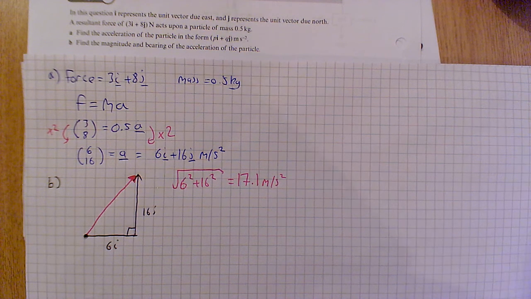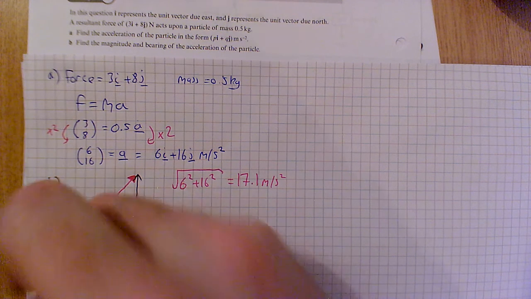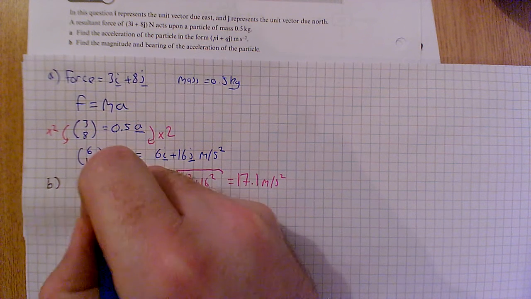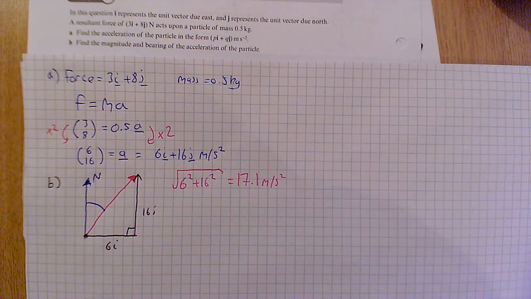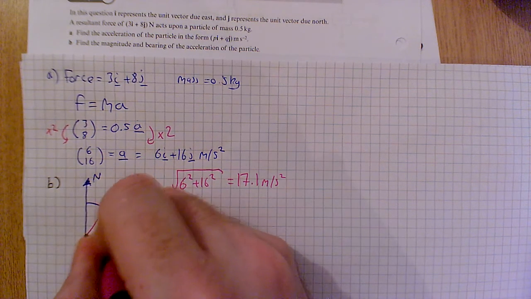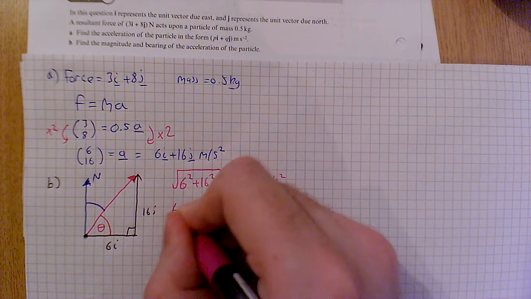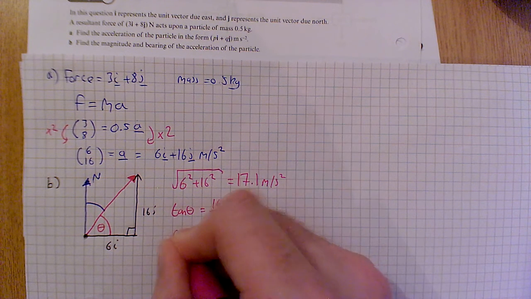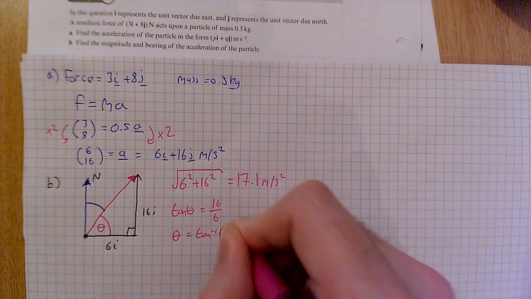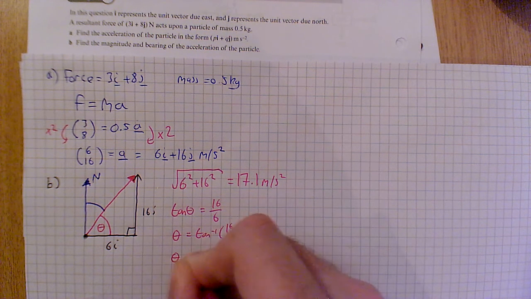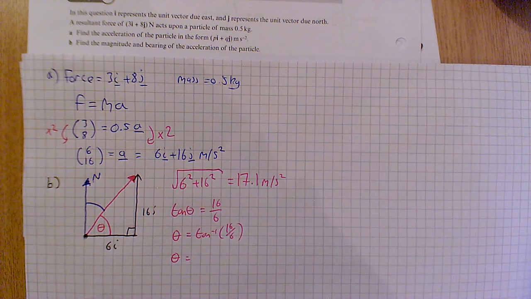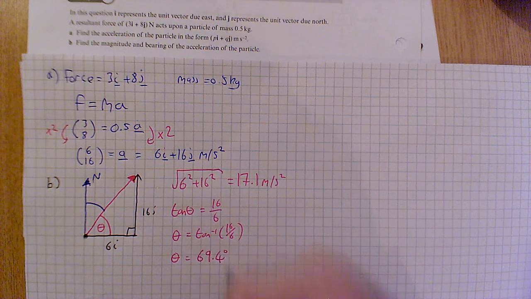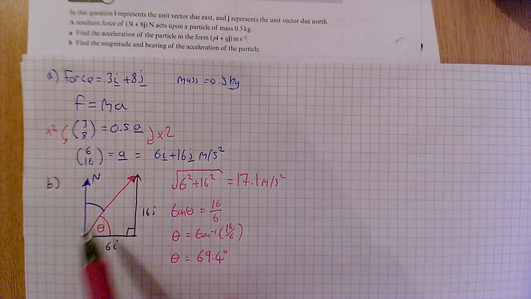If I want to find the bearing, as always with a bearing, I'm going to have to put my north line in, and I'm looking for this angle here, but in order to get that, I'm going to get the angle inside the triangle. So if we call that theta, we can say that tan theta equals 16/6. So theta is tan inverse of that. So that gives you theta equals 69.4. Of course, that is not the bearing, that is just the angle inside the triangle.